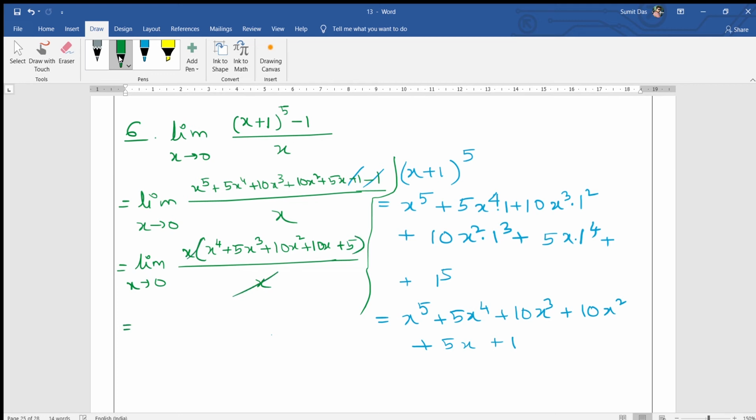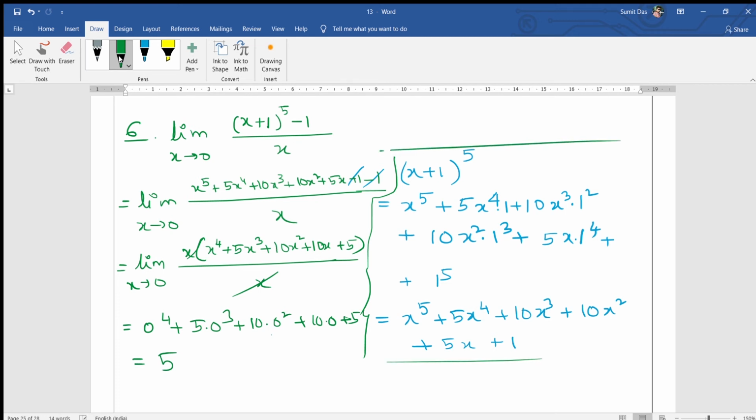Now you look, you can put the limit value 0 here. If you put 0 here, it will be 0 to the power 4, 5 into 0 cube, 10 into 0 square, basically always 0, plus 5. Only the value will be 5. This is an important, good question, because the expansion many of you will not know, because this year this binomial chapter was deleted. They're very bad things.